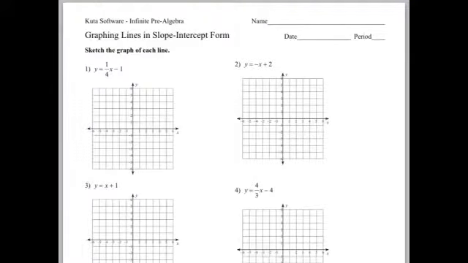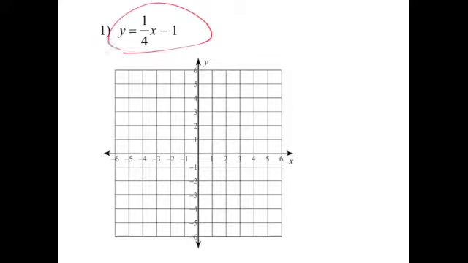Alright, time for the solutions for the graphing lines in slope-intercept form. So on each of these you're going to have a y equals something x and then plus or minus another number. These two numbers tell you how to draw your graph, what numbers you're going to use. The number not with the x is your y-intercept.